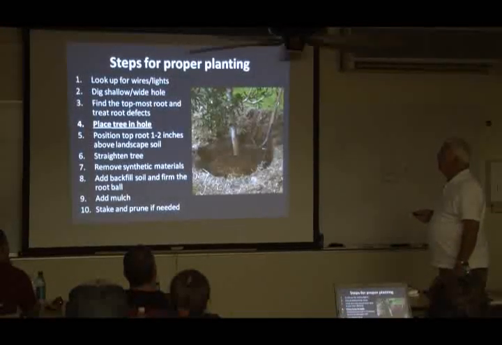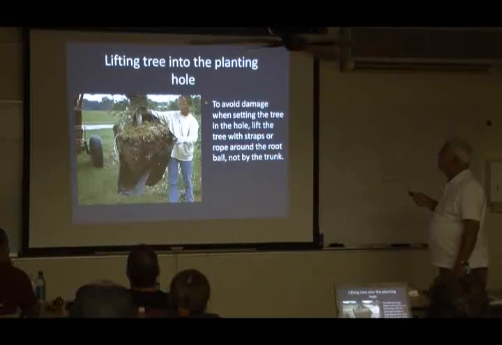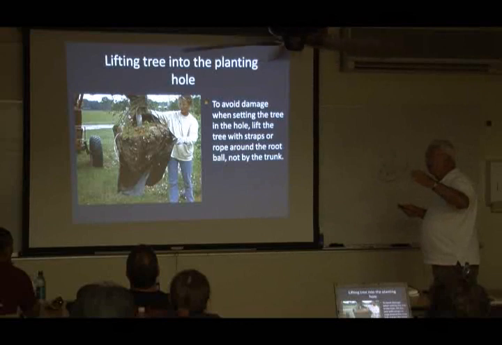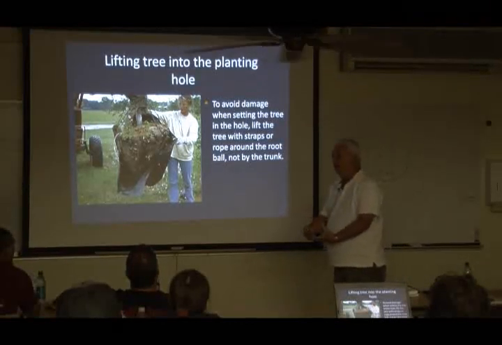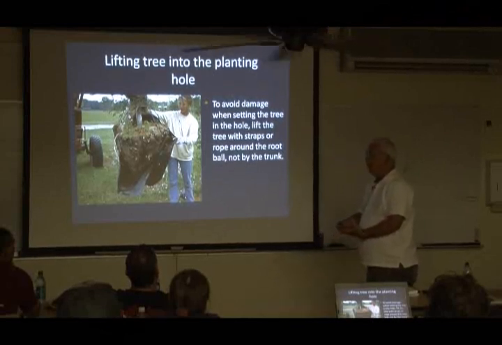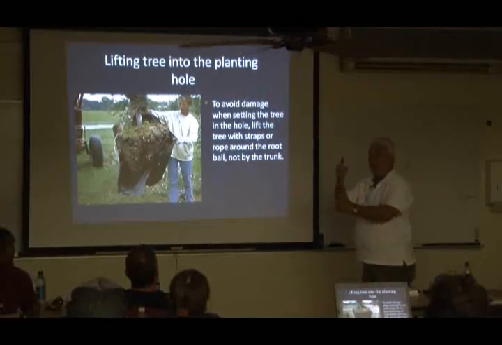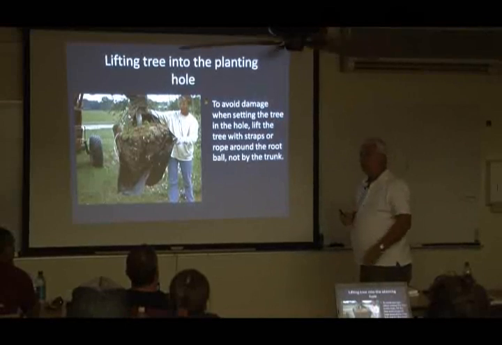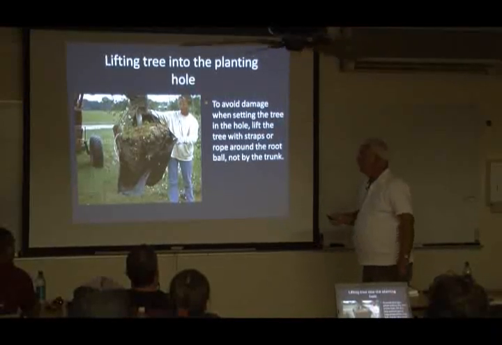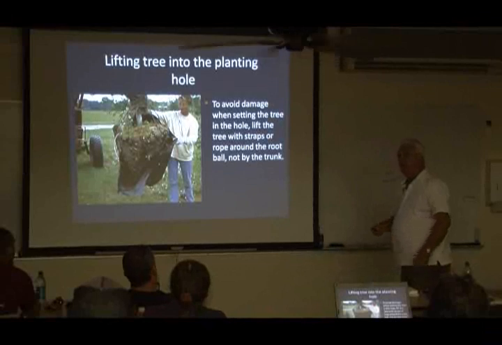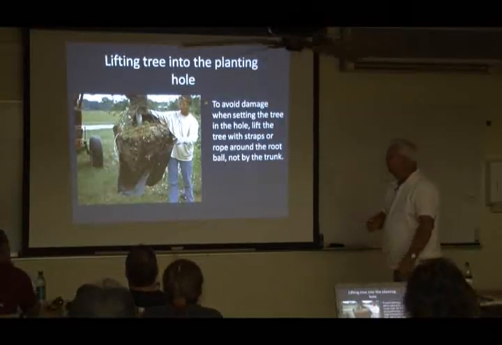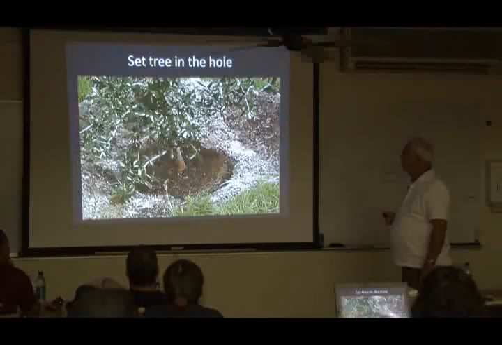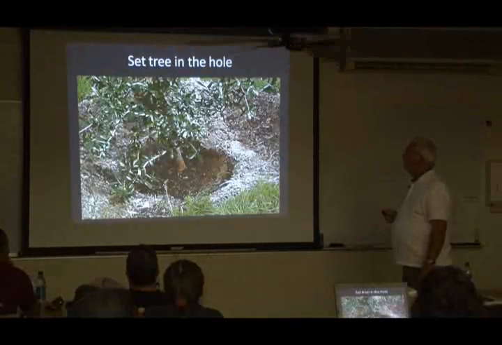Steps. Put the tree in the hole, of course. Next. To avoid damage, you don't want to handle it by the trunk. You want to handle it by the root ball or by the pot. The heavier the tree, the more likely you are to try to pick it up by the trunk, but you can do some damage by doing that, so it's better to handle it by the root ball rather than the trunk. And sometimes it's a little difficult to get it into the hole like that, but it's better to do it that way. A tree in the hole, next.